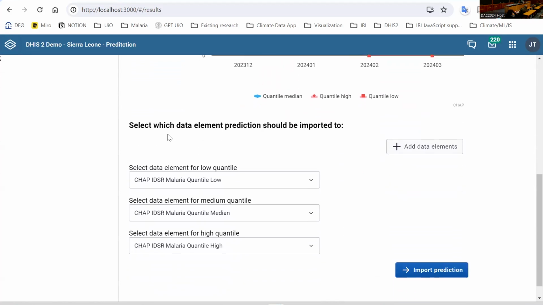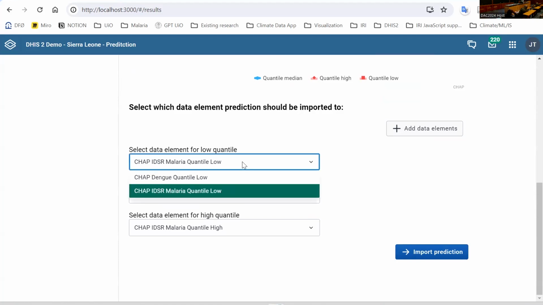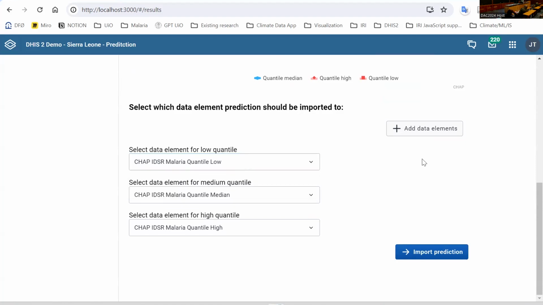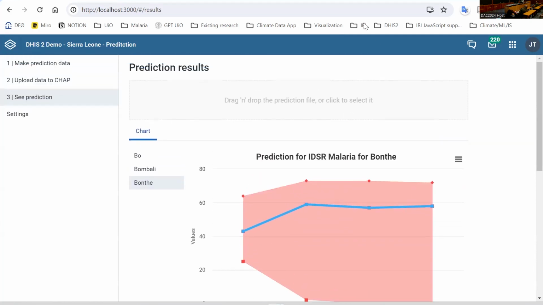Lastly, we select where we import it into DHIS2, so we can visualize it in the Data Visualizer app or the Maps app, for instance. I have created this already, so I don't need to do anything. But then I select CHAP Quantile Love, and then I could import it into DHIS2. Yes, so this is the application, very fast and briefly.